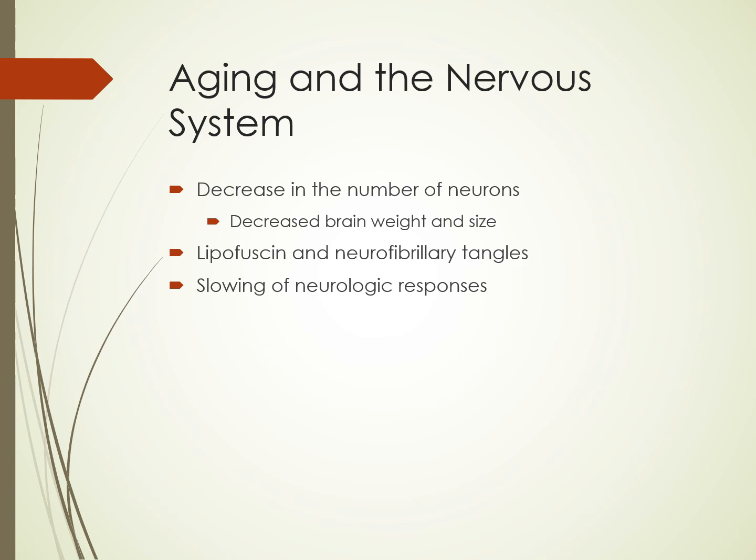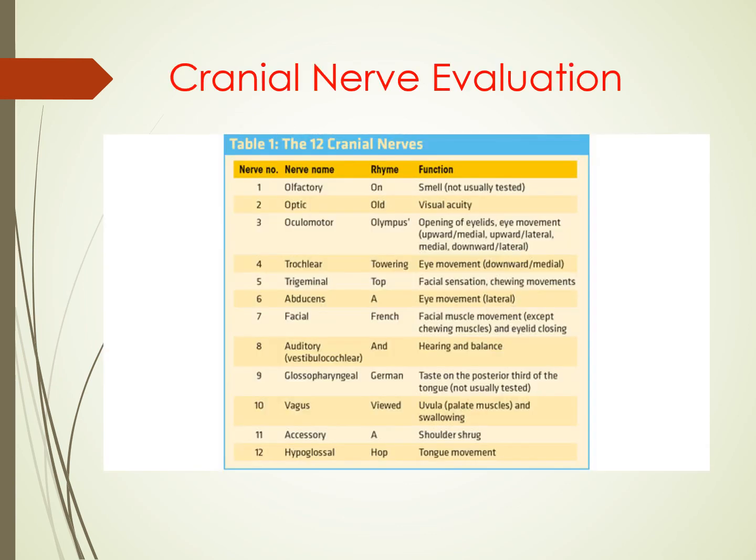Aging causes a decrease in the number of neurons, brain weight and size, lipofuscin and neurofibrillary tangles, and a slowing of the neurologic responses. And this illustrates a cranial nerve evaluation. You'll be learning all of this when you move on to physical assessment class.